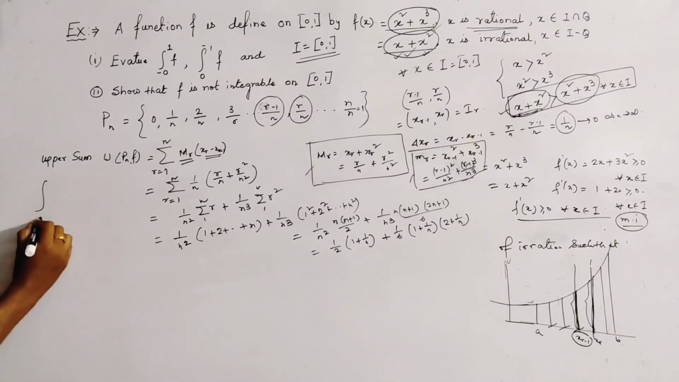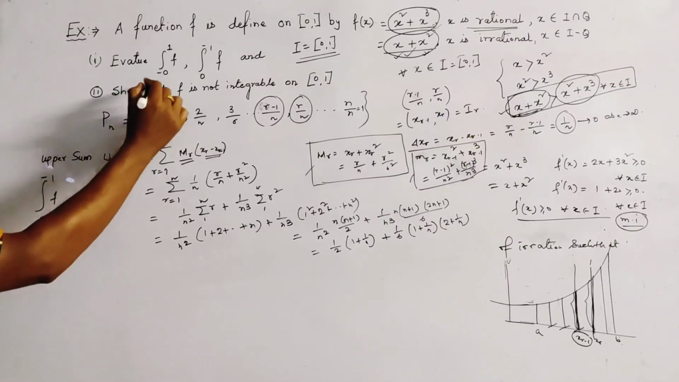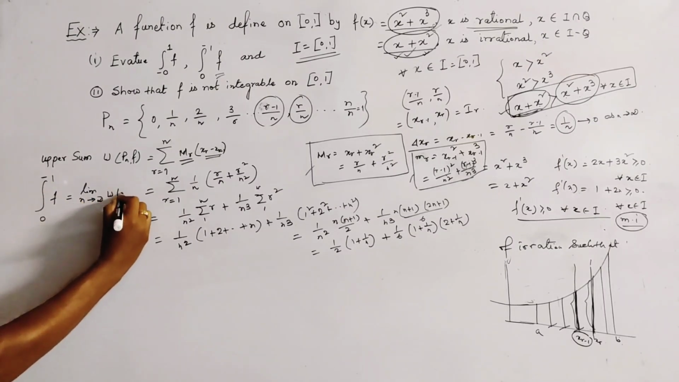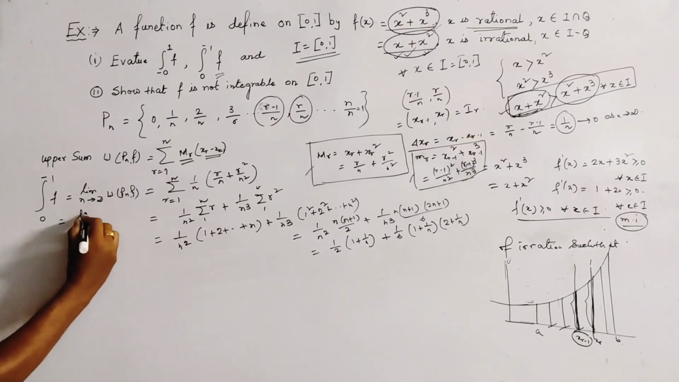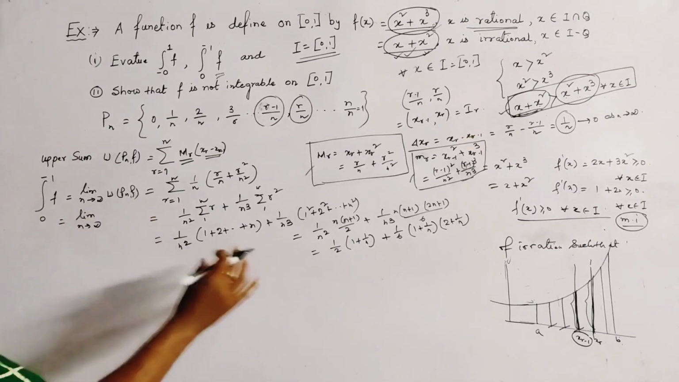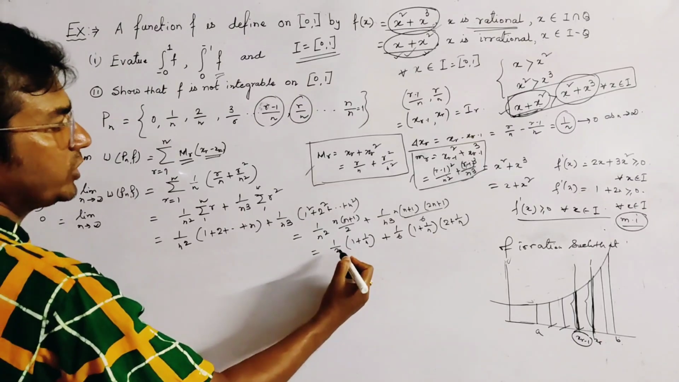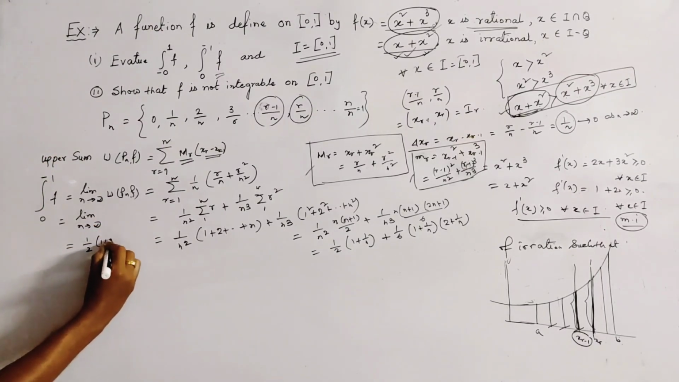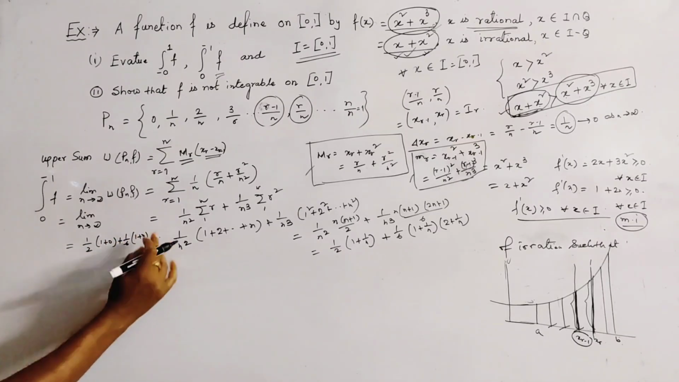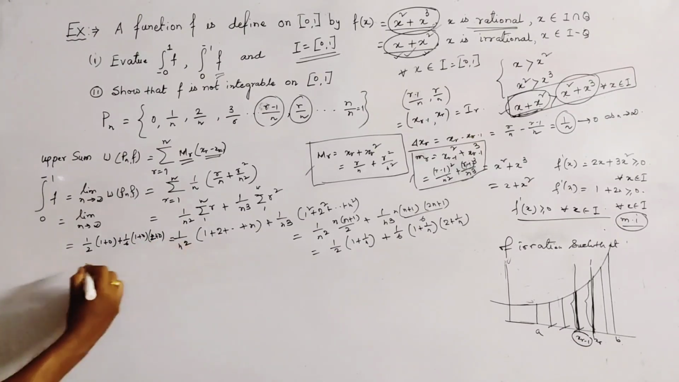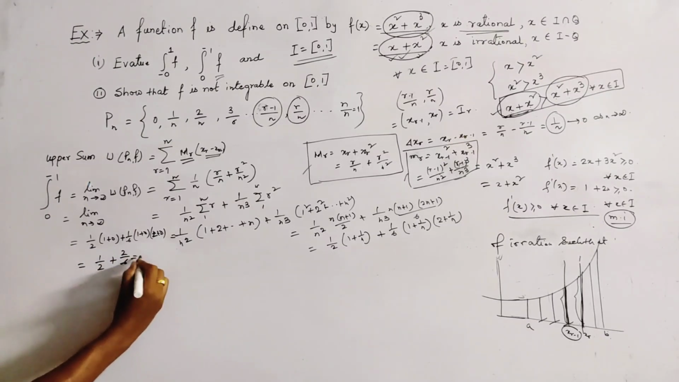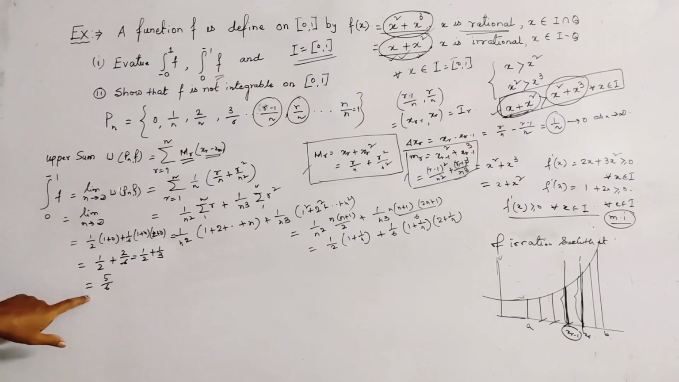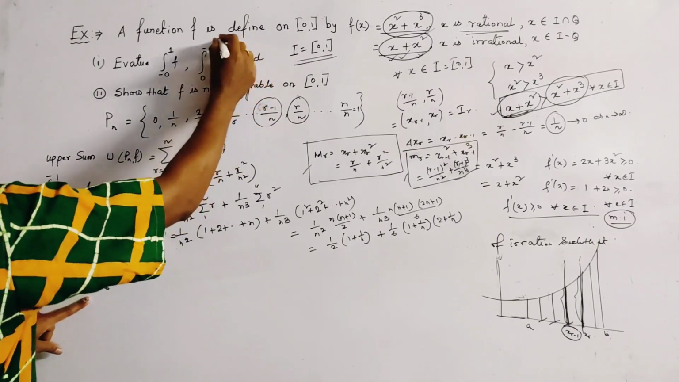Now the upper integral of f from 0 to 1 is given by the limit as n tends to infinity of U_P_n f, which is this term. If we take n tends to infinity, we get half and 1 by 6 into 2. So the value is half into (1 plus 0) plus 1 by 6 into (1 plus 0) into (2 plus 0), which is half plus 2 by 6. So this is half plus 1/3, which is 5 by 6, and the value of the upper integral is 5 by 6. This is the first answer.